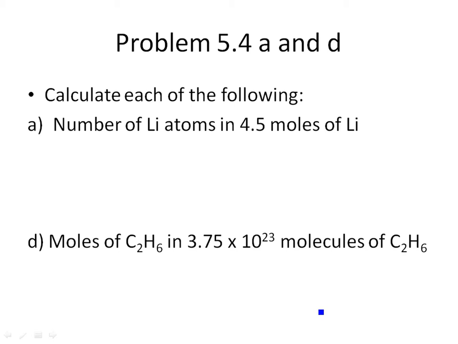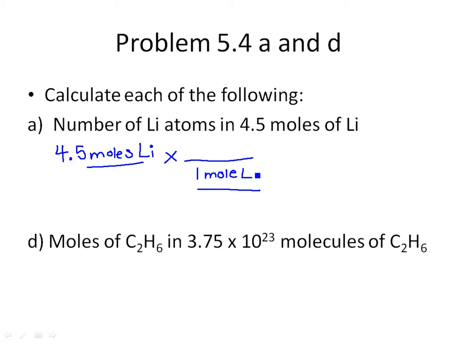But the first thing that we always do, as I've said in previous videos, is we're going to write out what we're given, or what we know. So we know that we have 4.5 moles of lithium. So we can go ahead and draw out our next fraction here. And so we know if we have moles of lithium on top here, that we have to have moles of lithium on the bottom as well, because these have to cancel.